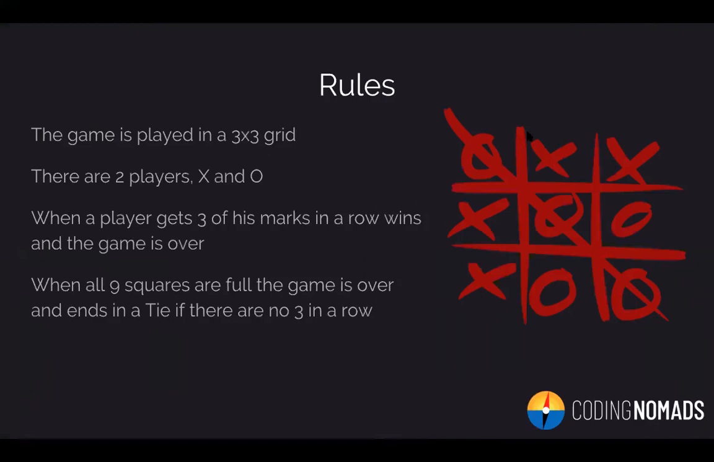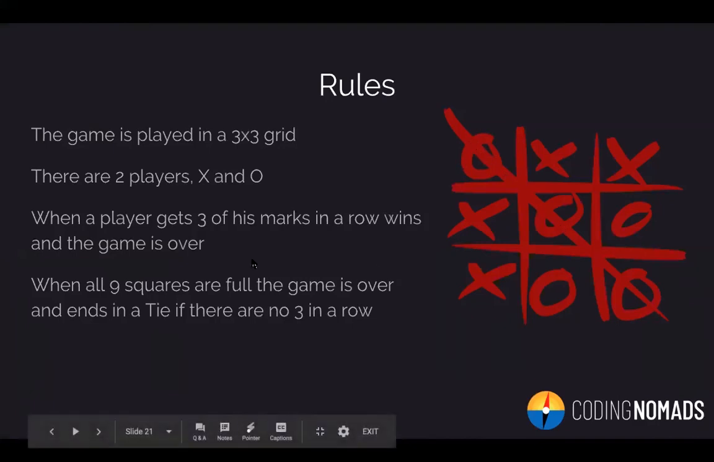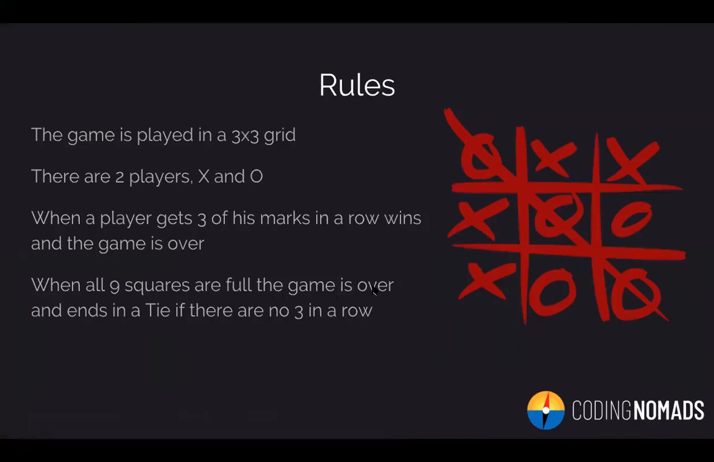First, the rules. So everyone knows how to play tic-tac-toe. It is a game played in a 3x3 grid. There are two players represented by an X and an O. And when a player gets 3 of his marks in a row, he wins the game, and the game is over. So for example, it can be these 3 in diagonal. So here, the player with the mark O won. When all the 9 squares are full, the game is over and ends in a tie if there are no 3 in a row. So there is another scenario where none of them won, but all the squares are covered. It's really important that we write down these rules, because these are what we are designing our program for, what we have to achieve with our program.